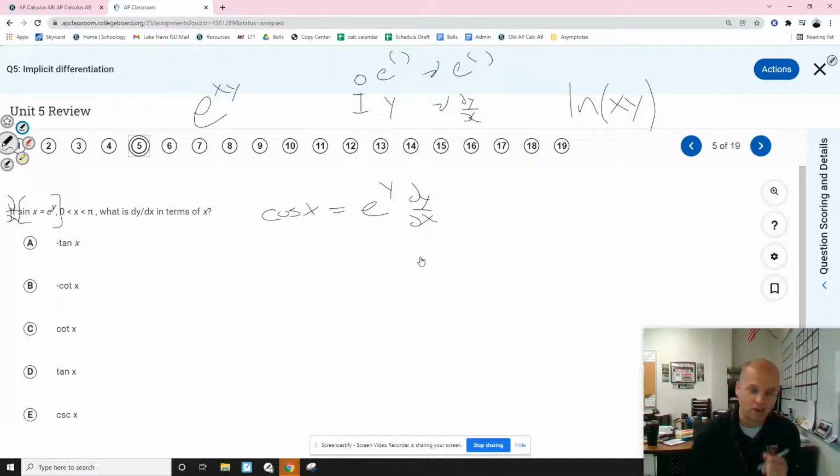dy/dx in terms of x. This problem is cruel. Why?